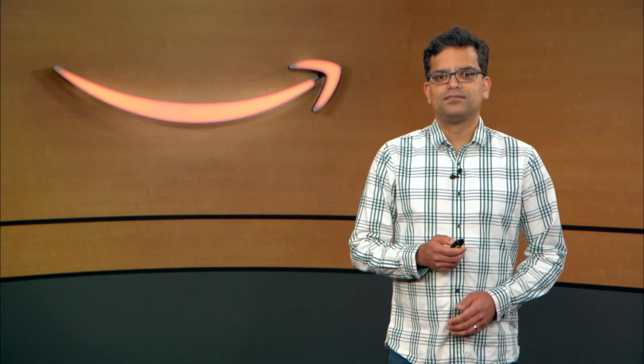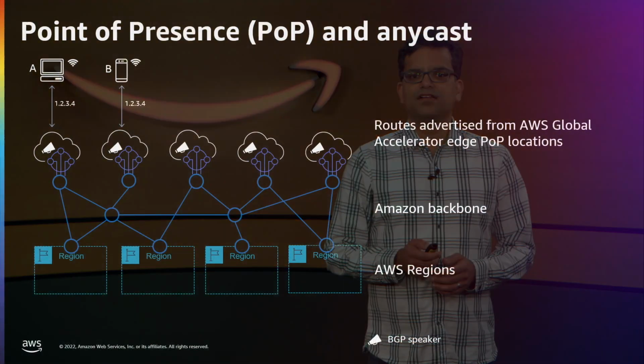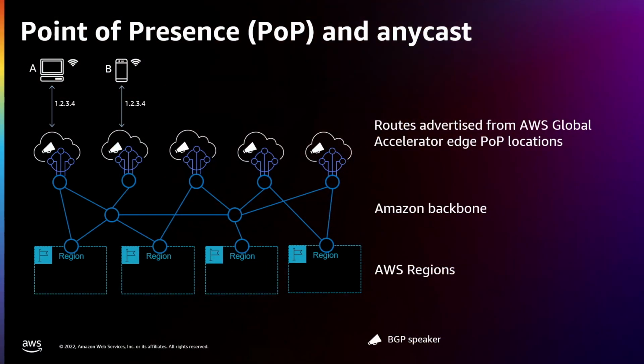Thank you, Alan. As Alan mentioned, Global Accelerator advertises its IP space from multiple POP locations. This is achieved by placing BGP speakers inside POPs, all of which are advertising the same IP space to the internet. A client is routed to the closest POP location. Once the traffic lands at a POP location, it is routed over the backbone to the nearest AWS region where a customer's endpoints are located.